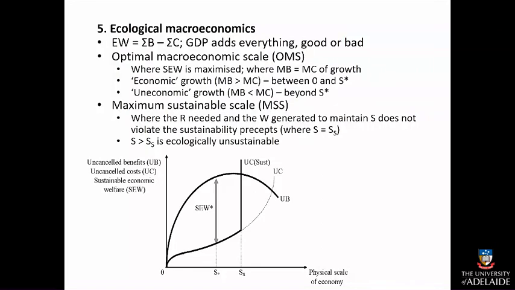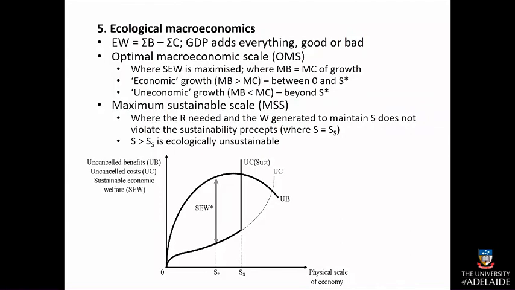Okay, so I want you to imagine that on the horizontal axis here, you've got the physical scale of the economy. And as you move along the horizontal axis, the economy is getting bigger. As that's happening, we would expect, and I'm not going to go into the explanation in detail today, I might talk a little bit about it on Tuesday, that UB represents uncancelled benefits. Just think of them as benefits for now, all right, benefits. And the UC is costs.